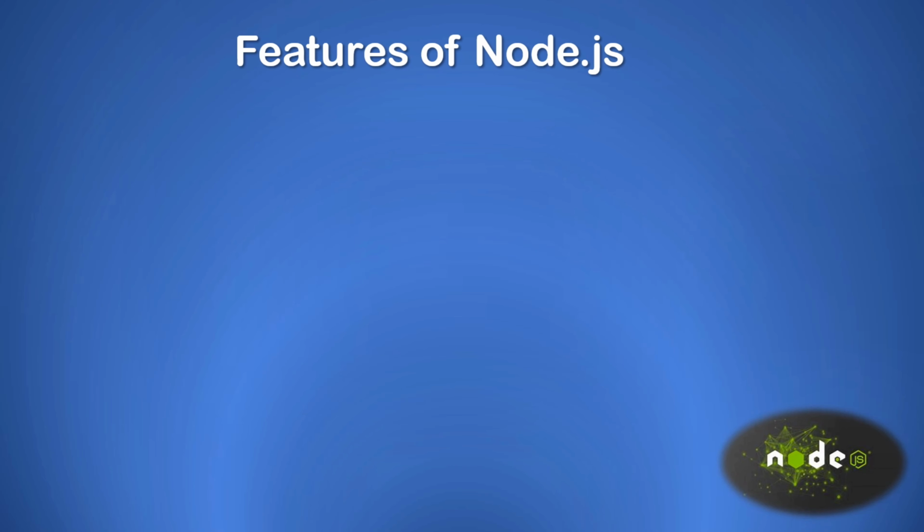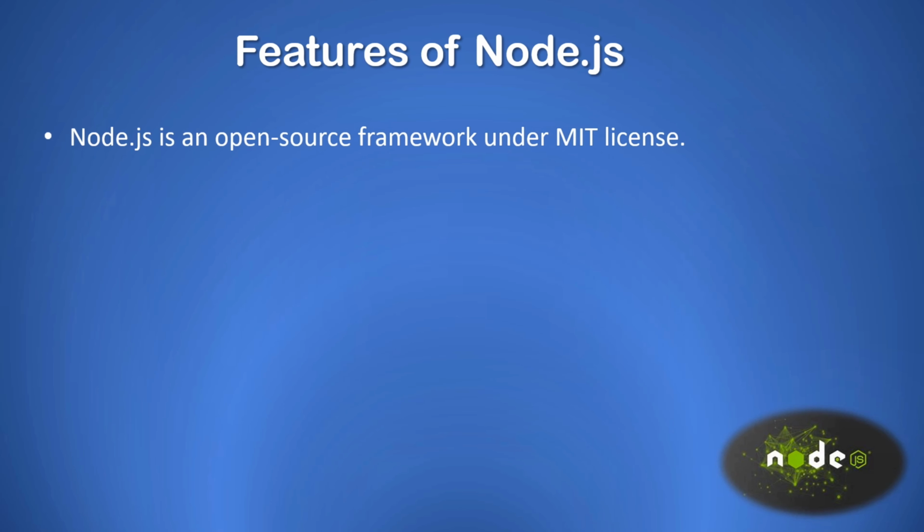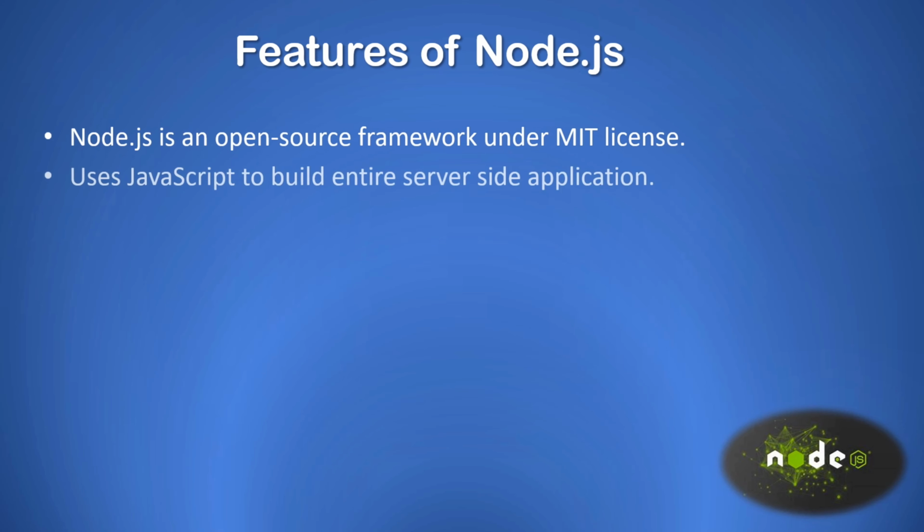So next, let's go to the features of Node.js. As I told you in the first section, its main big feature is that it's an open source framework under the MIT license. As you all know, the MIT license is a free software license originated at the Massachusetts Institute of Technology. The next one is that it uses JavaScript to build the entire server side application, so whoever knows JavaScript can be a Node.js developer.